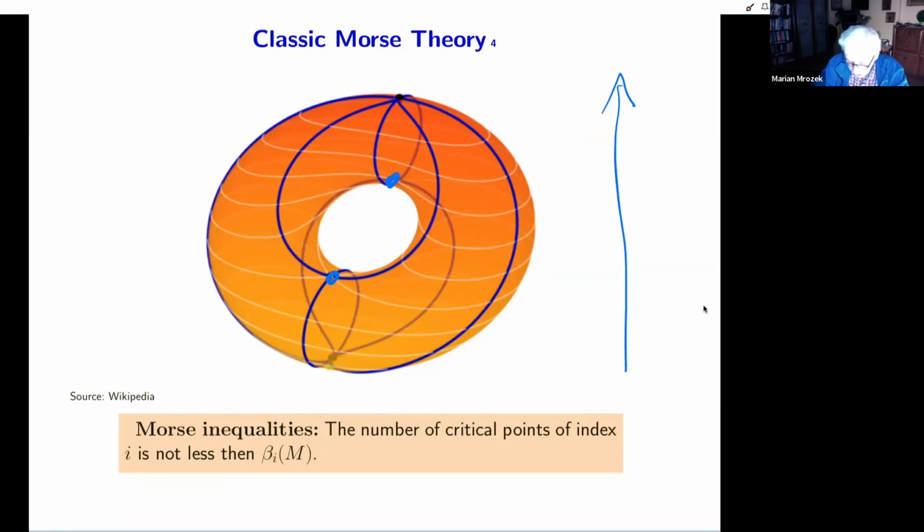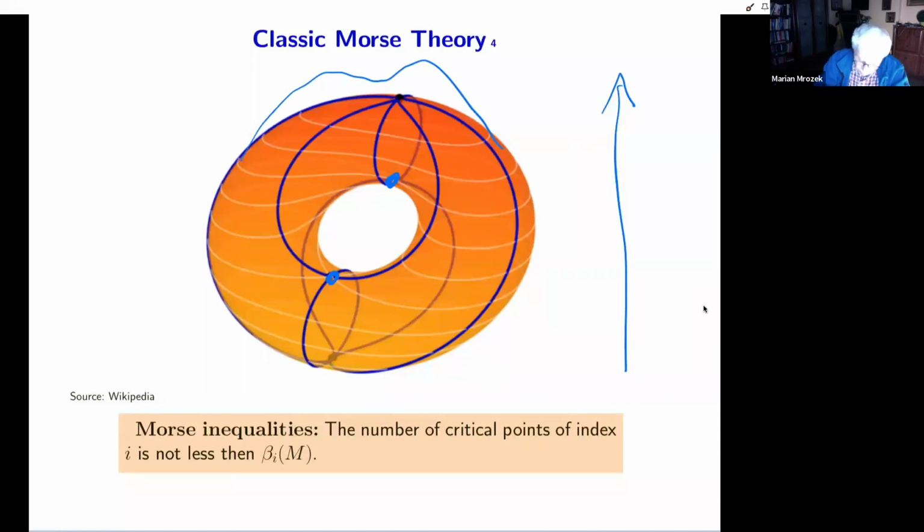But of course, you can choose a different Morse function, or you can just reorganize this torus slightly so that there are more peaks, like for instance, something like this here, and this is why you only get inequalities.